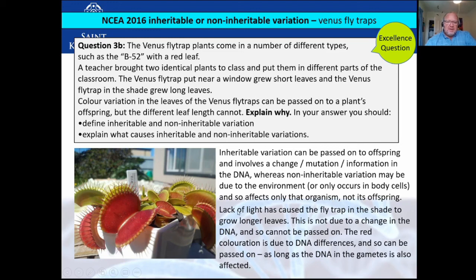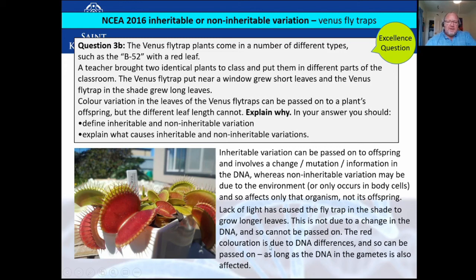So, when there's less light, the plant needs to photosynthesize more. Therefore, they make bigger leaves. If they have a lot of light, they don't need long leaves. So the lack of light has caused the flytrap in the shade to grow longer leaves. This is due to a change in the DNA, and so, sorry, this is not due to a change in the DNA, and so cannot be passed on.